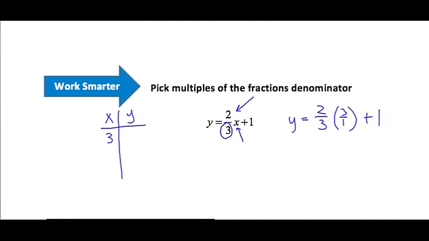And now you can see that with a multiple of 3, I'm just going to have those common factors of 3 divide right out, and I'm left with y equals 2 plus 1, or y equals 3. But again, that fraction dropped right out of there for me. So let's see, another multiple of 3. Well, 3 times 2 is 6. Let's see what happens if I put a 6 in there.